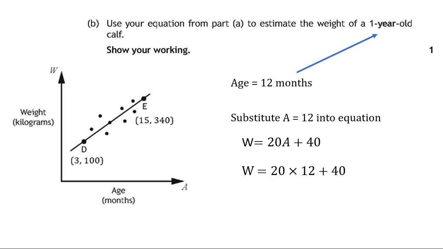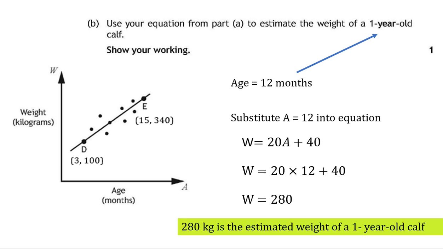20 times a is 20 times 12. So 20 times 12, that will work out. That'll be 240 plus 40. So that'll be 280. So what does that mean? What does the 280 mean? Right, in the context of the question. So 280 kilograms is the estimated weight of a 1-year-old calf.